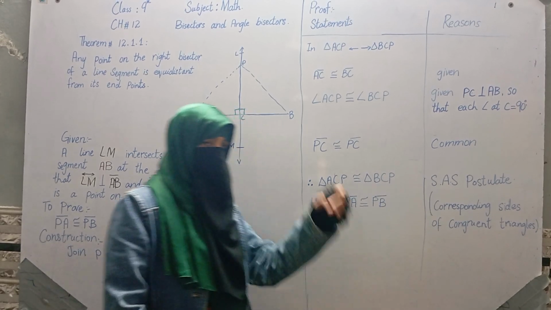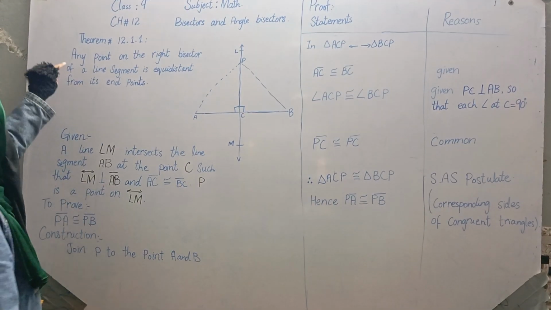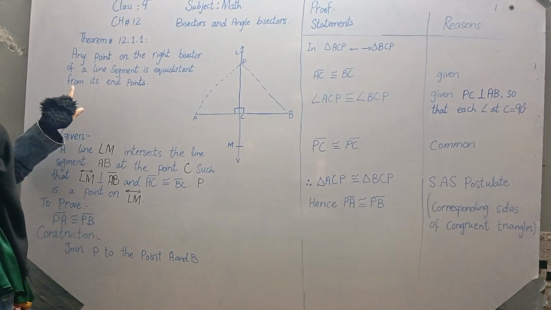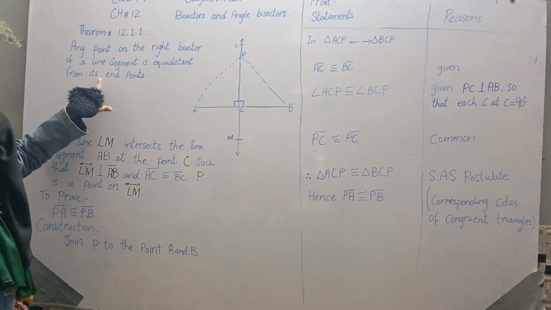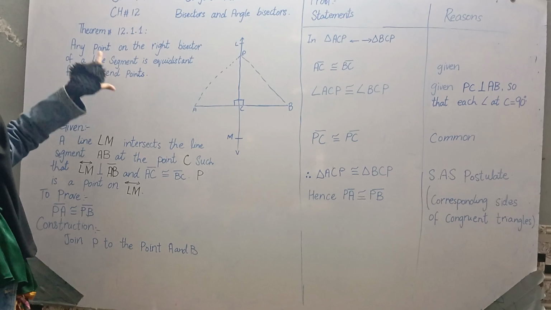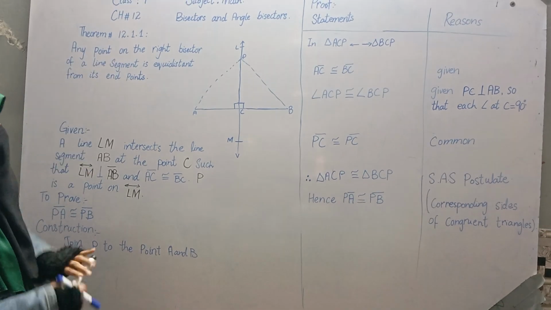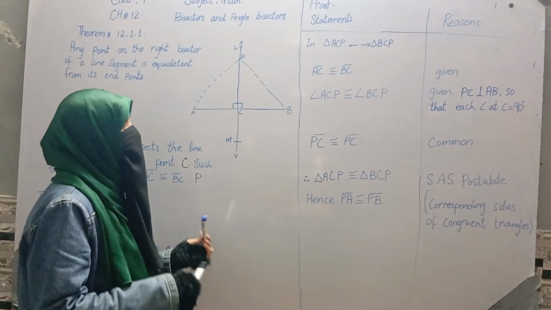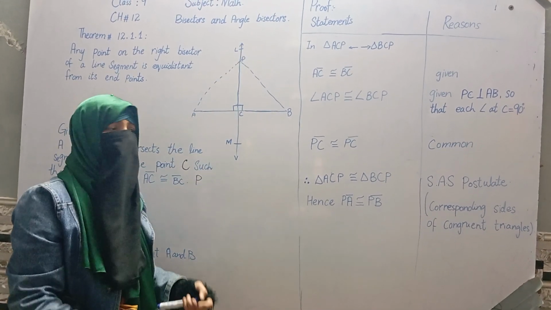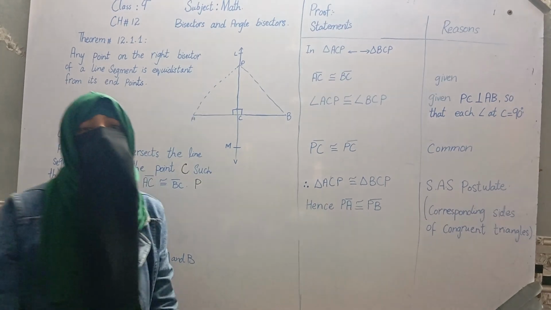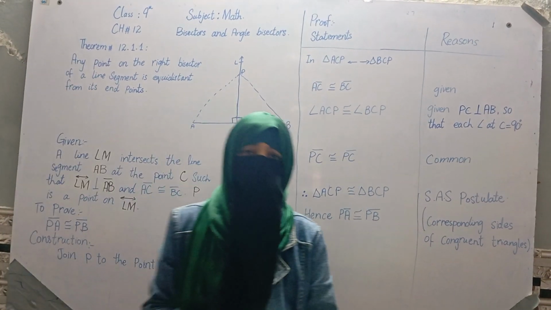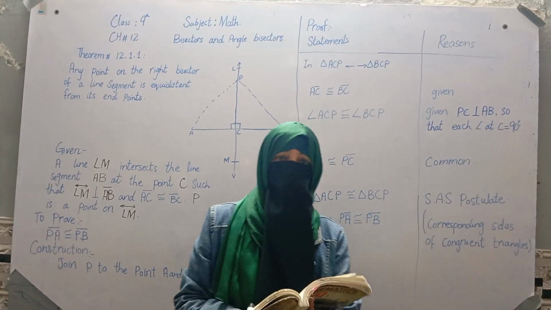First of all, the statement: any point on the right bisector of a line segment is equidistant from its endpoints. First of all, the point on the right bisector. What is the bisector? We have to understand the concept of the bisector.